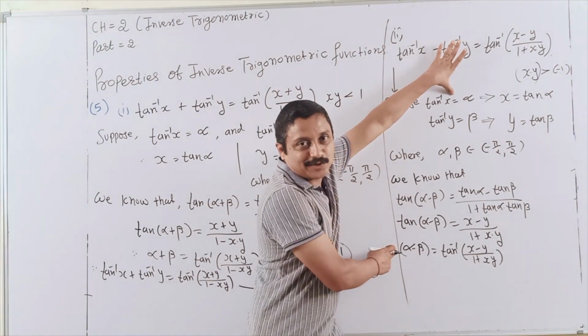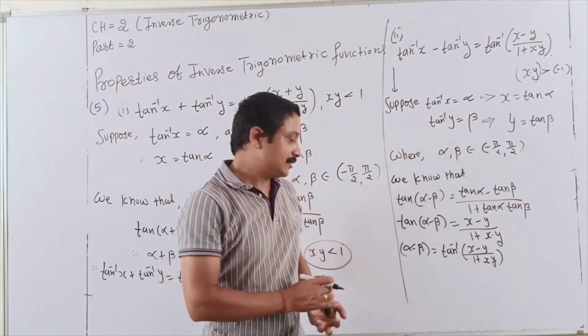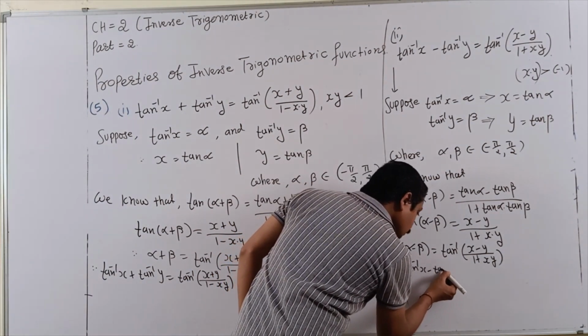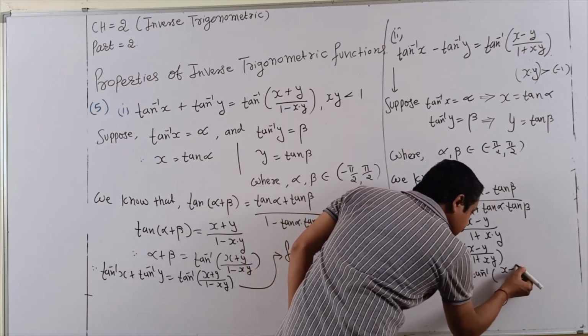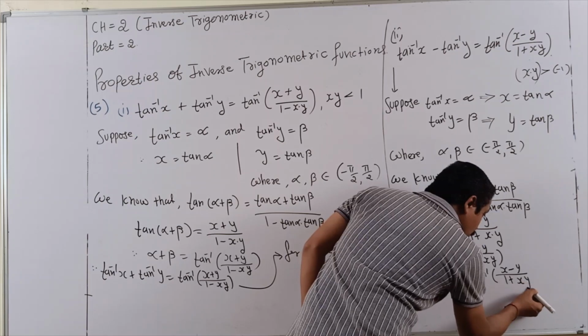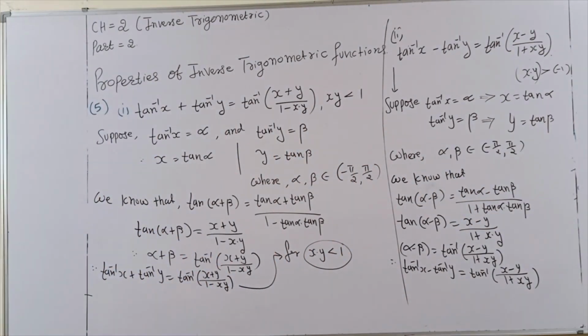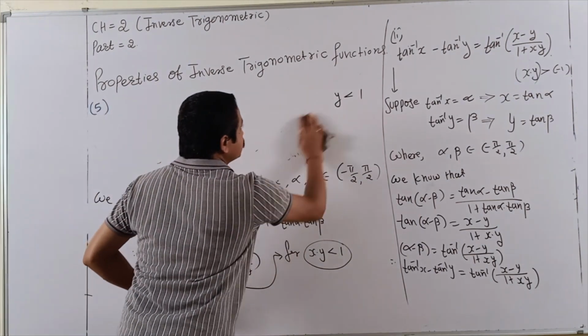And finally, the alpha value is tan inverse x and the beta value is tan inverse y, putting that. So done here: tan inverse x minus tan inverse y is equal to tan inverse of x minus y by 1 plus xy. Yes, property number second is done. Now I go to the third property.